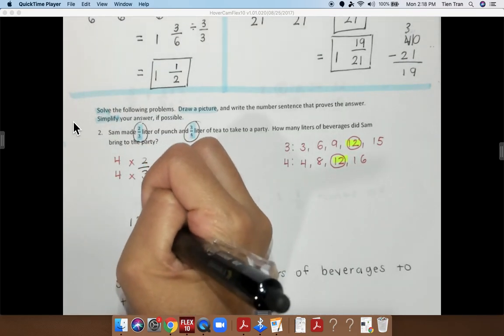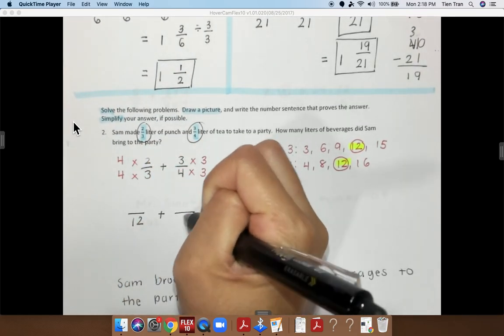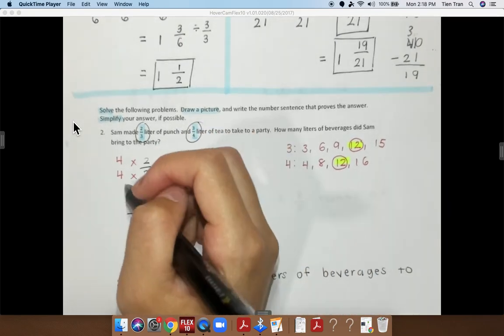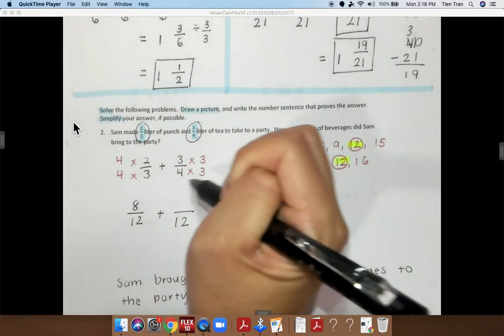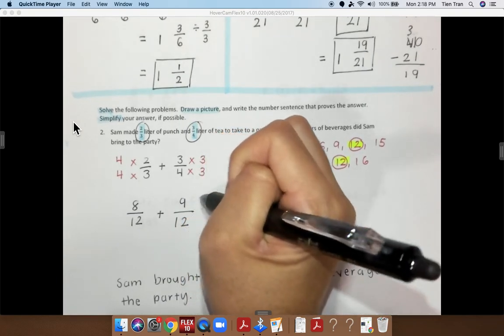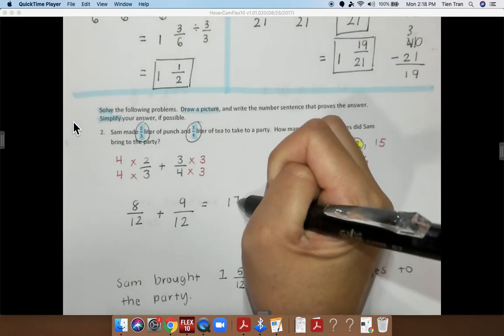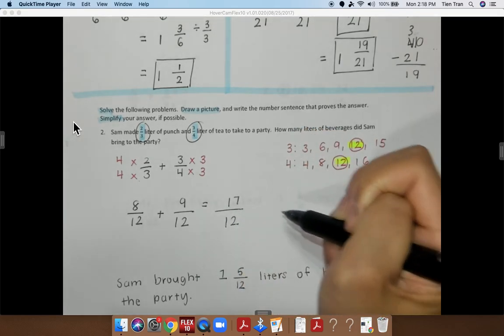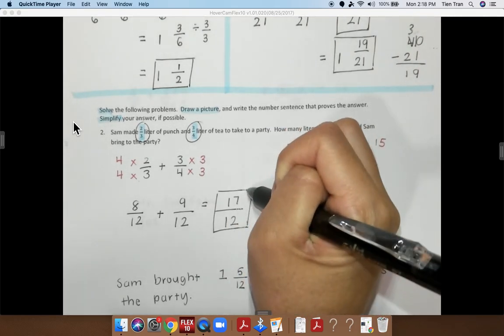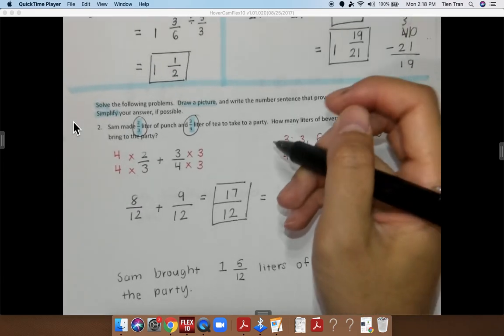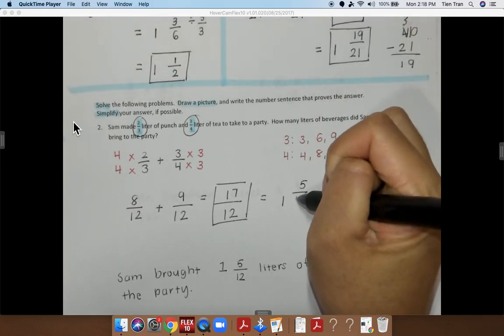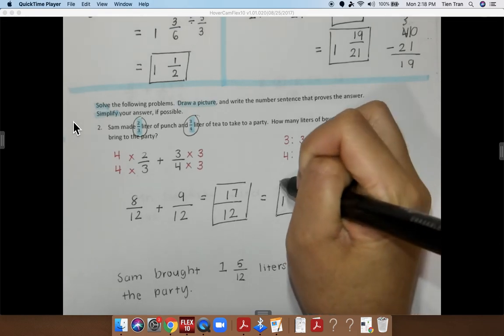4 times 3 is equal to 12, and 4 times 3 again is equal to 12. What I do to the bottom, I must do to the top. 2 times 4 is equal to 8, and 3 times 3 is equal to 9. 8 plus 9 is equal to 17. Bring my 12. My final answer is 17 twelfths, but you can also find the improper fraction by writing 1 and 5 twelfths. How did I figure that out?